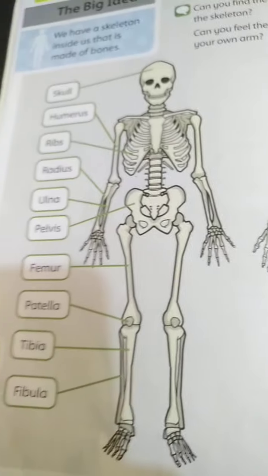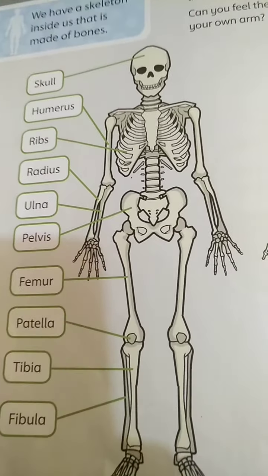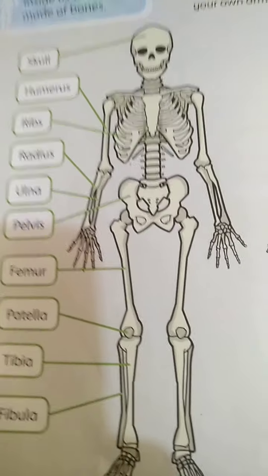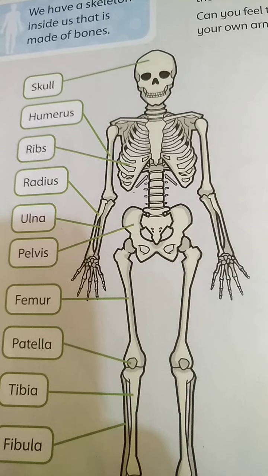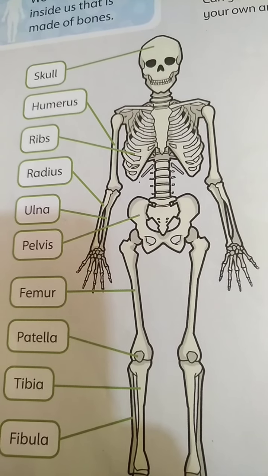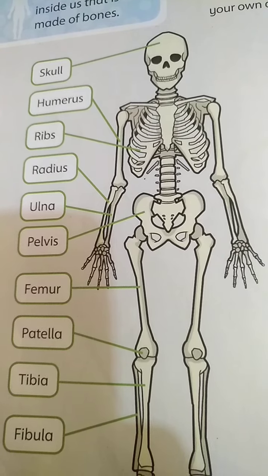Okay. Now have a look at the front side of the skeleton. Once again, repeat with me. From the front side, which bones are more visible? We call it skull. We call it humerus. We call it ribs, radius, ulna, pelvis, femur, patella, tibia, and fibula.